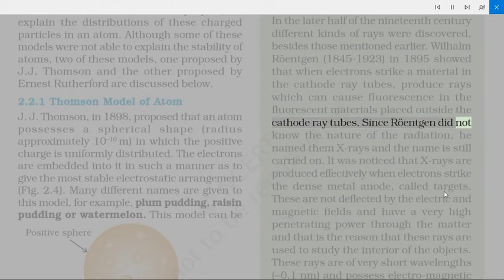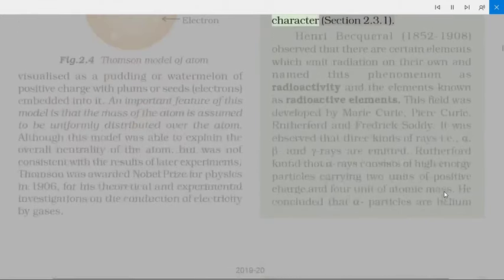Since Röntgen did not know the nature of the radiation, he named them X-rays, and the name is still carried on. It was noticed that X-rays are produced effectively when electrons strike the dense metal anode, called targets. These are not deflected by the electric and magnetic fields and have a very high penetrating power through matter, and that is the reason these rays are used to study the interior of objects. These rays are of very short wavelengths, 0.1 nm, and possess electromagnetic character.